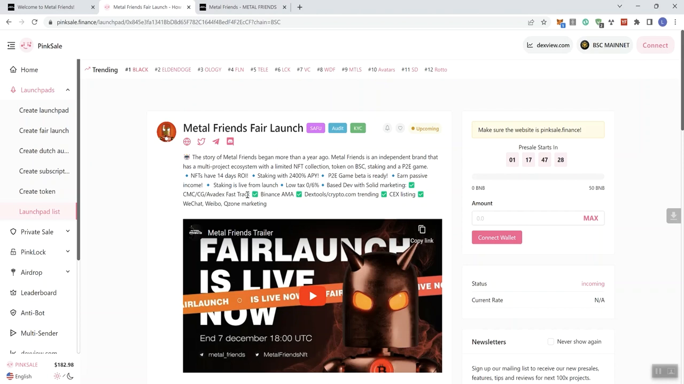But with that said, they are KYC'd as well. KYC is going to be through, I believe, Pink Sale. If we take a look at this, yep, Pink Sale did the KYC on this one. So, let's see here. We also see this is going to be upcoming, and the presale starts in just over a day and 17 hours from now.